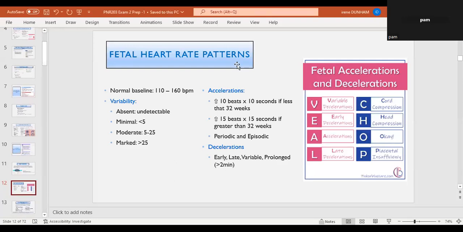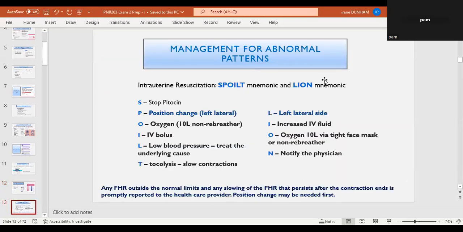We're going to discuss now, we discussed the fetal heart rate. Now, management for abnormal patterns. You probably go, oh no, what is all this about? So we have some mnemonics here for that. By abnormal pattern, I mean the fetal heart rate might have deep variables or some late decelerations. I have to move mom in order to get more oxygen flow to the fetus. That's all it is.